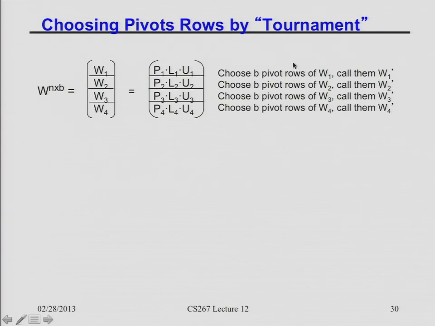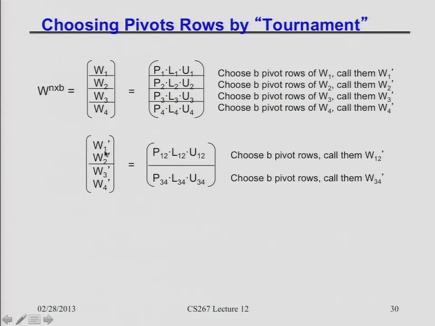How am I going to choose among them? I'm going to run a tournament. Each one of them is going to compete with its neighbor, and eventually the B best rows will win. Okay, so let me call the best rows from this first group W1 prime. I'll call the best B rows from that group W2 prime. And what I'm going to do is run a little tournament. So now I'm in the semifinals. I'll take the B best rows from processor 1, the B best rows from processor 2, and pack them together. That's now a really tiny matrix. It's 2B by B, and I have to decide who's best.